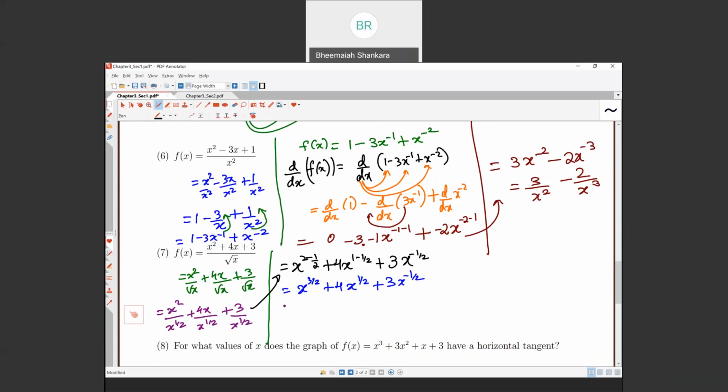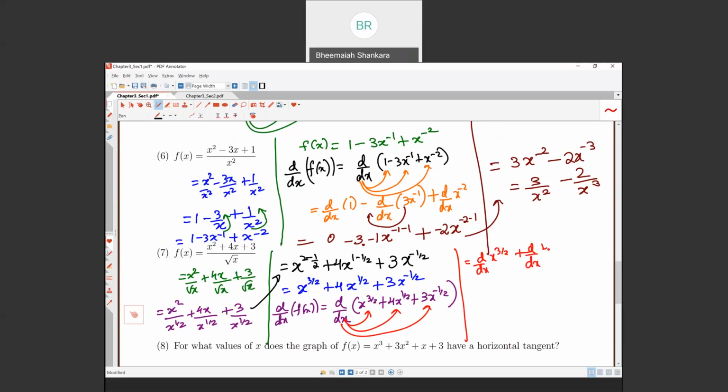So you can write d dx of f of x. f of x, we rewrote as the fraction simplified in the above step. So rewrite f of x as x to the 3 halves, plus 4x to the 1 half, plus 3 times x to the negative 1 half. Now you're good to distribute this derivative to each of these terms, and then you have the derivative of x to the 3 halves, the derivative of 4x to the 1 half, and then the derivative of 3x to the negative 1 half.